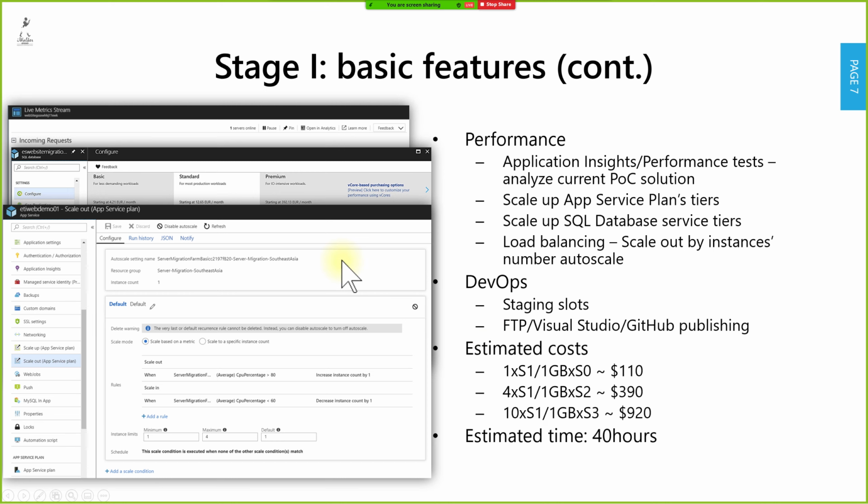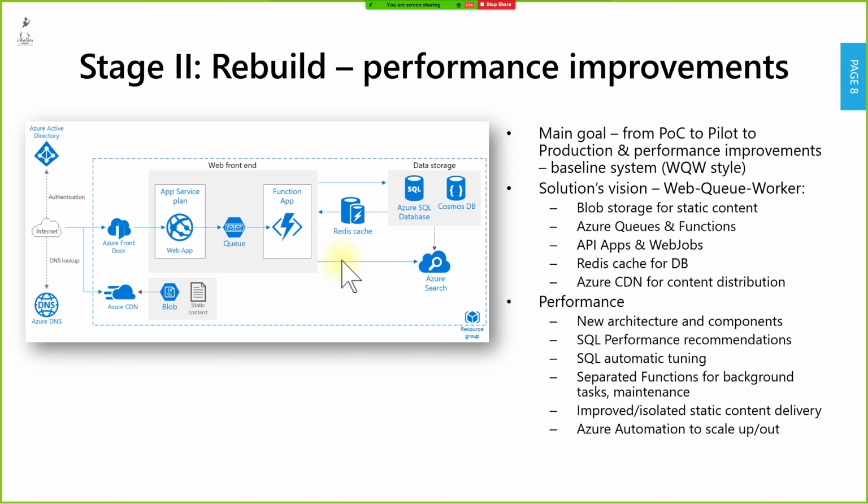Correct, right? So the second stage is rebuild. It's really easy too in the presentation. The main goal is to move from the POC, like a lift and shift, to the pilot and to production with performance improvement, in the right way: web application, worker, queue worker, and again and again and again.